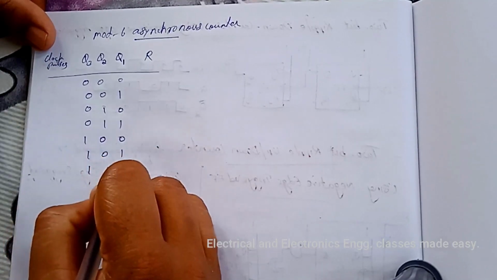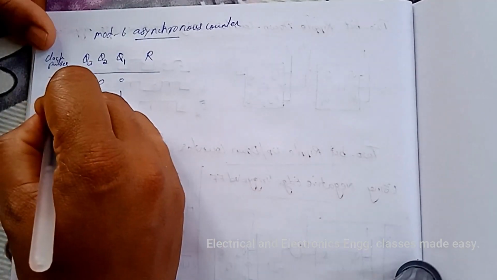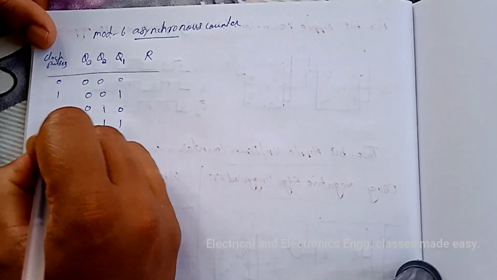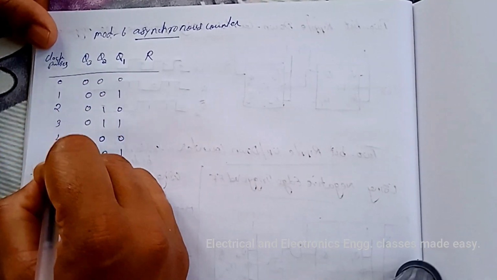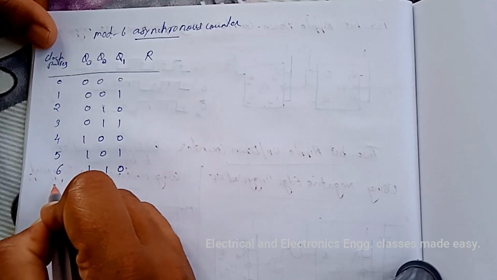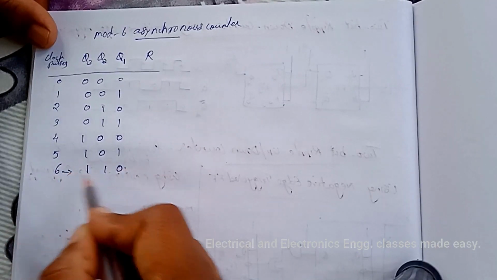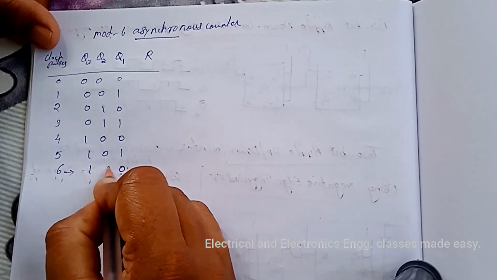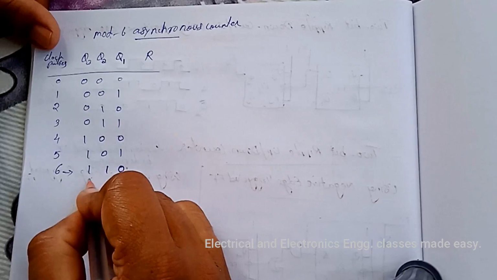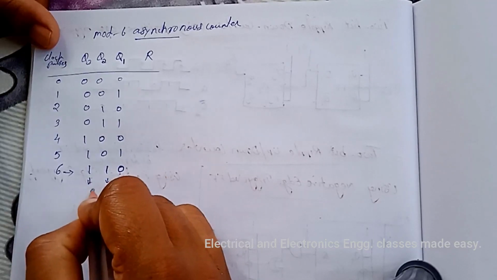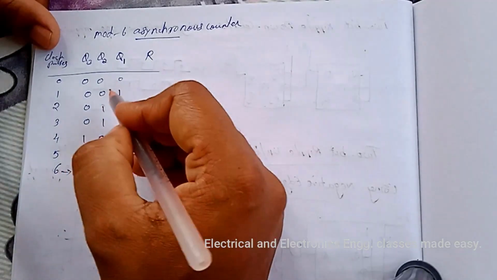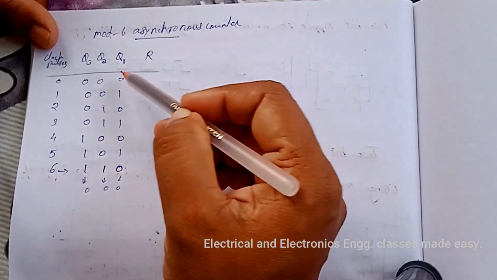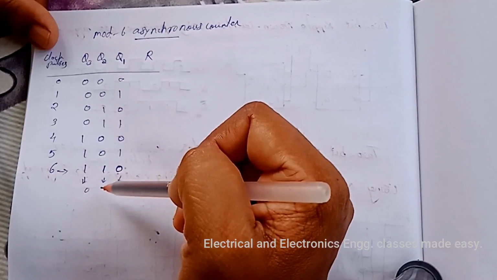Next is 110. This is first 0, then 1, 2, 3, 4, 5, 6. So this is the sixth clock pulse. When the sixth clock pulse comes, we have to reset the value to 000. So we have to count like 0, 1, 2, 3, 4, 5, again 0, 1, 2, 3, like that.